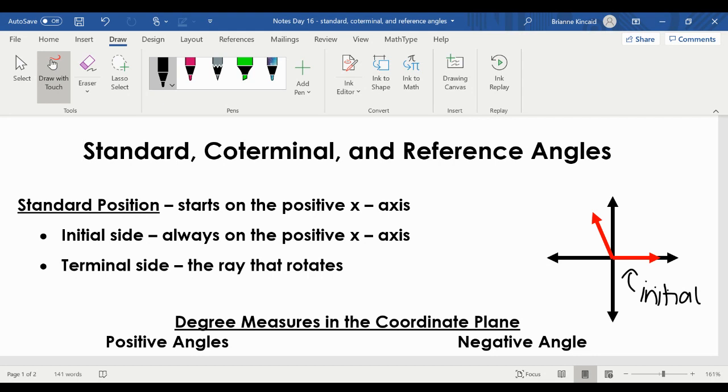And then the terminal side is the side that rotates. So that's going to be this second ray here. Depending on where you place that ray determines how wide the angle is. The second thing that we do, all rotations move counterclockwise. So we have to show exactly how many rotations we've done. We just draw a little arrow like that, which shows us how big our angle is open.